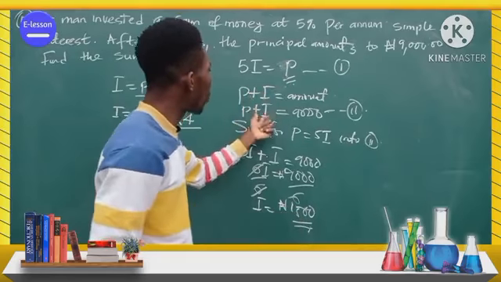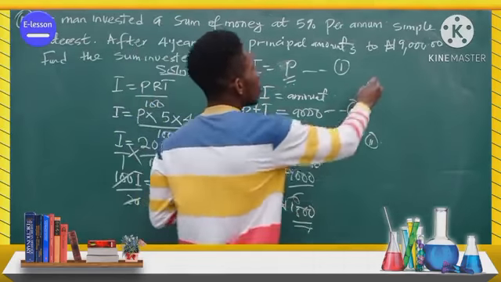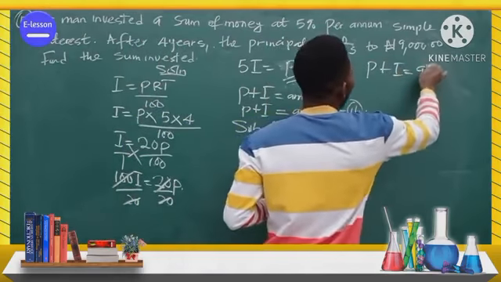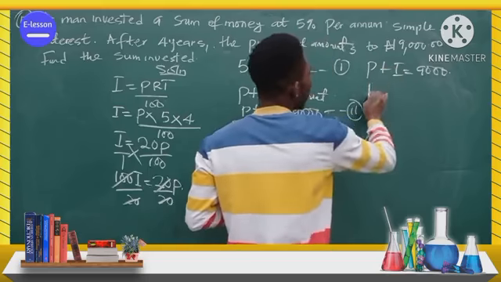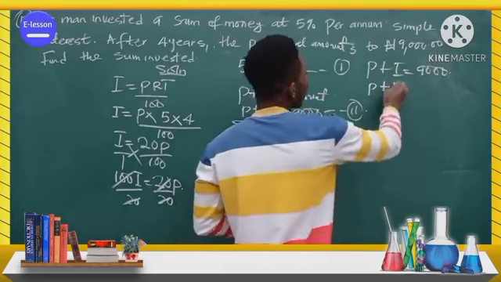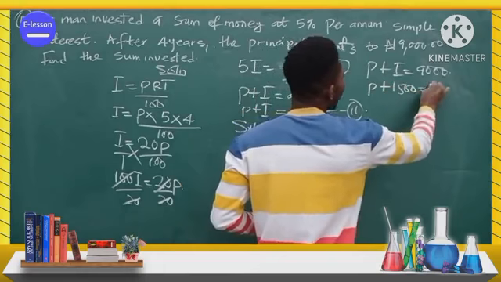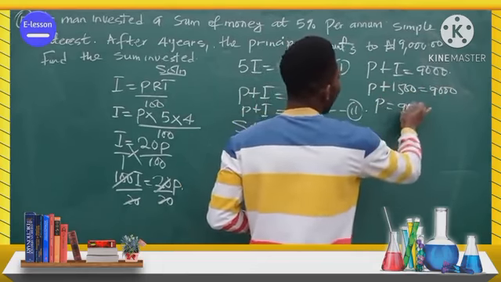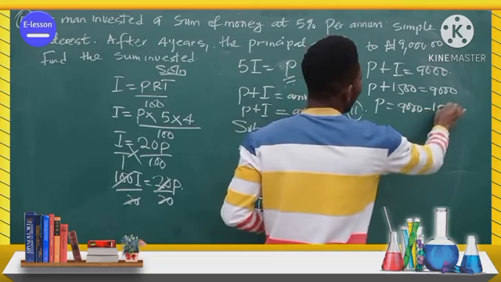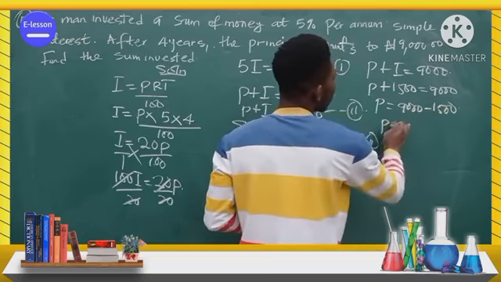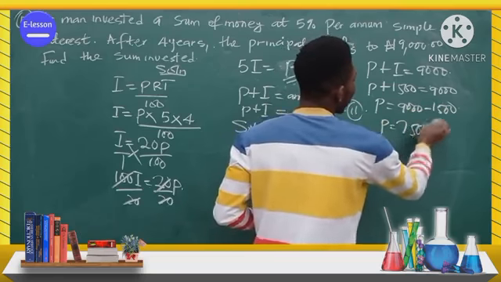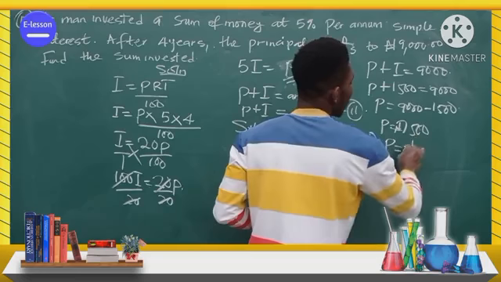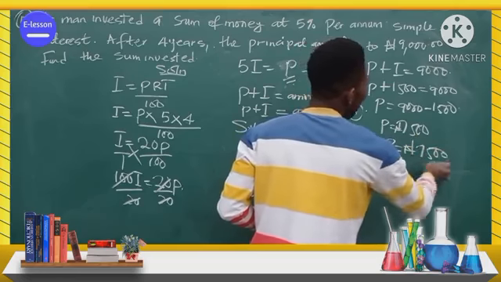Now the 1,500 naira, you subtract it from the 9,000 to get the principal, because we say principal plus I is equal to the amount. So from this equation, principal plus your interest, 1,500, is equal to 9,000 naira. So principal will be equal to 9,000 minus 1,500. Your principal is equal to 7,500 naira. So P is equal to 7,500 naira.